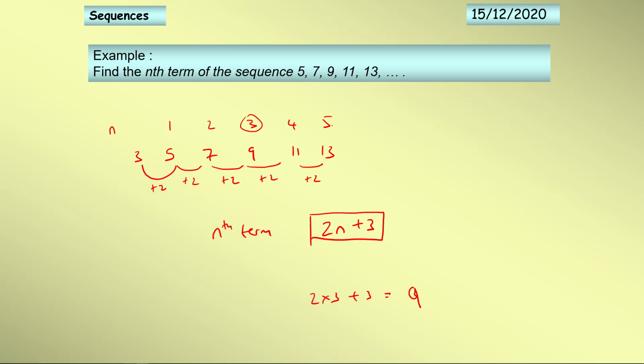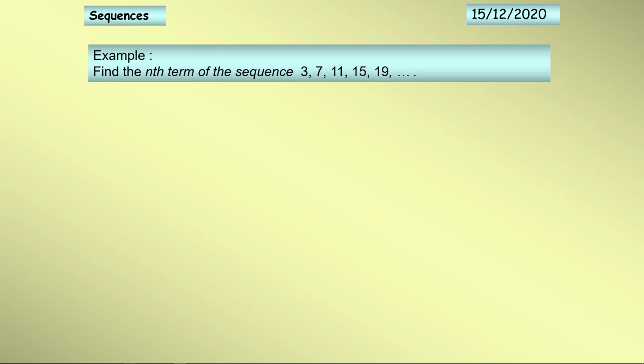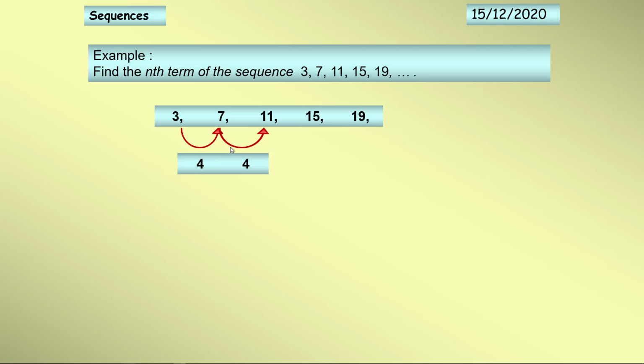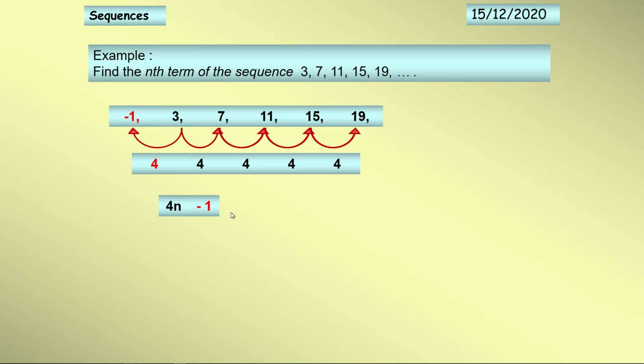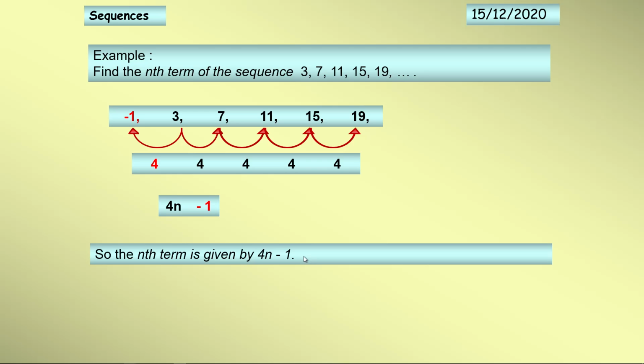Let's have a look at another question. So this time we've got an example. It says find the nth term of the sequence 3, 7, 11, 15 and 19. So let's write them out. What's going on? How am I going from one term to the other? I'm adding 4 each time. 15 add 4 is 19. So that means it's the 4 times table. So it's going to be 4n. And then I go back 4. And 3 take away 4 is minus 1. So it's going to be 4n minus 1. And that's my nth term. 4n minus 1.